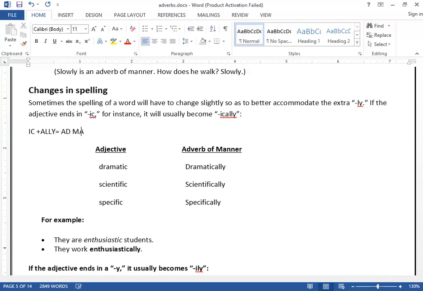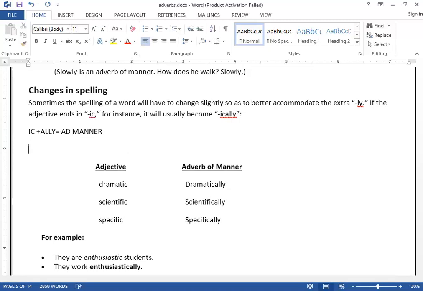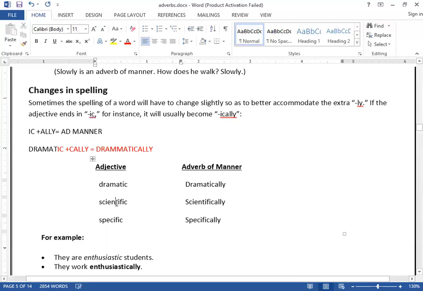Adverb of manner. Like for example here, can you see? Dramatic. It ends with what? With ic. What do I need to put here? Plus ally is equal to dramatically. It becomes dramatically. Like for example, scientific, ic, ally, scientifically, specific, specifically. Clear?